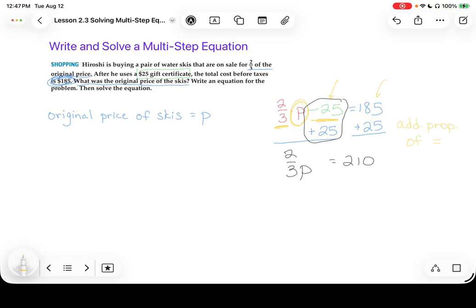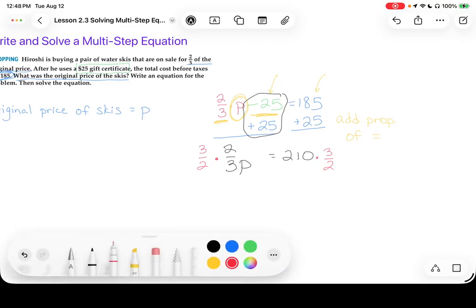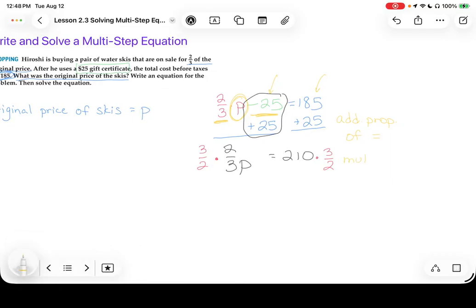Okay, now we've got two-thirds P equals 210. And since this is two-thirds times P, we need to divide both sides by two-thirds. But as we know, dividing by a fraction is the same thing as multiplying by the reciprocal. So we're going to multiply both sides by 3/2. So we're actually using the multiplication property of equality. So over here, the 3/2 times two-thirds is just going to give us 1, so 1P.